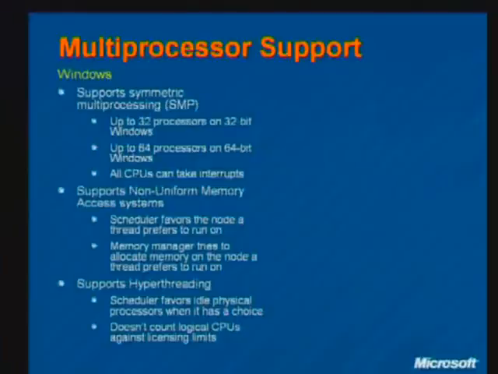In the multiprocessor support area, Windows, of course, is a multiprocessing OS. It supports up to 32 processors on 32-bit systems, up to 64 on 64-bit systems. Symmetric multiprocessing means that all the processors can access all of physical memory, versus processors having their own private physical memory that's not accessible from another CPU. Also, all processors can take interrupts from hardware devices. It also supports non-uniform memory access systems, which is a variant on a symmetric multiprocessor.